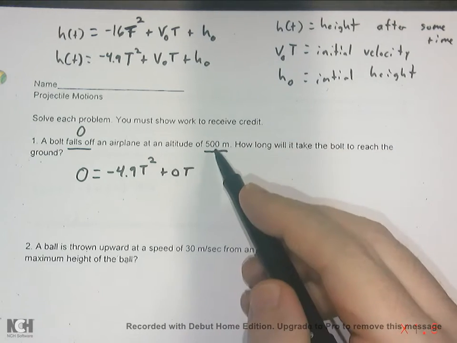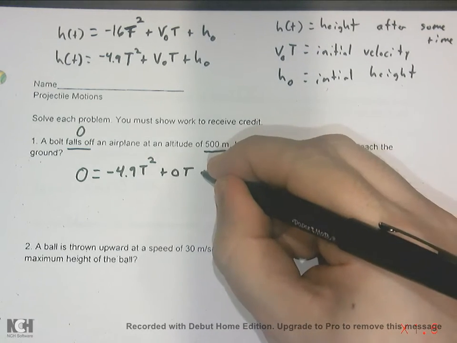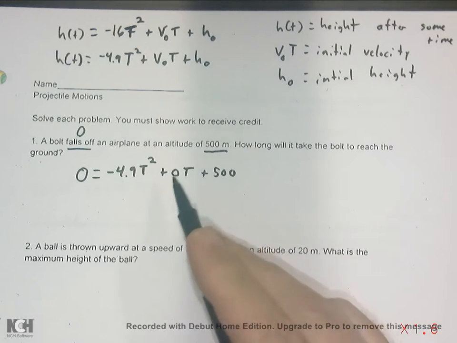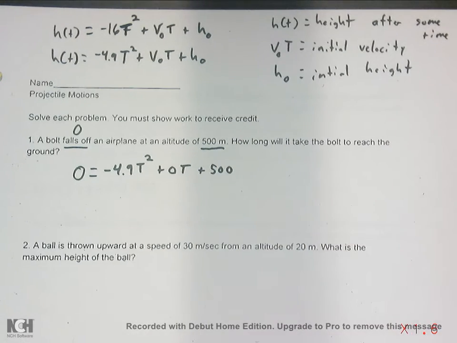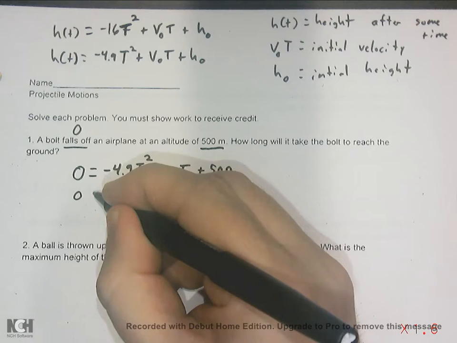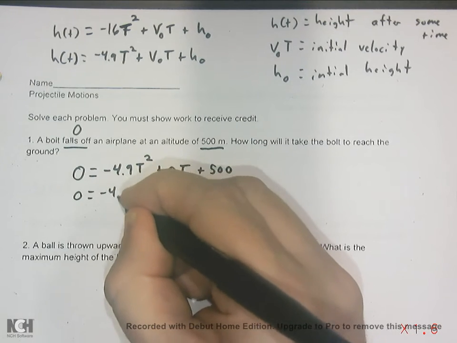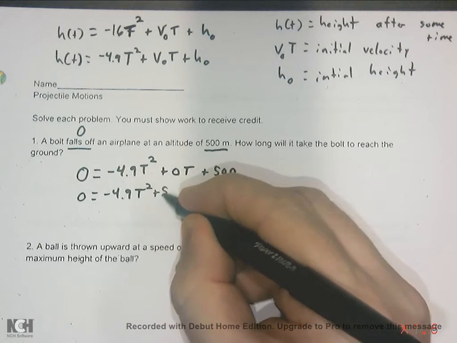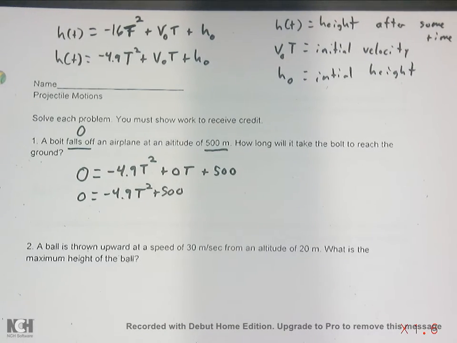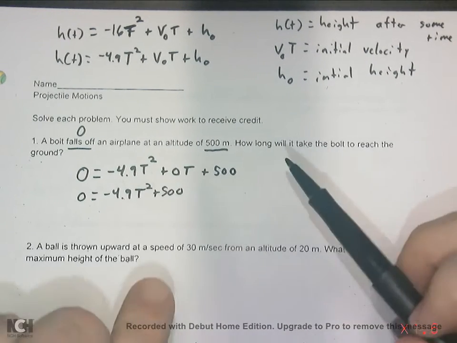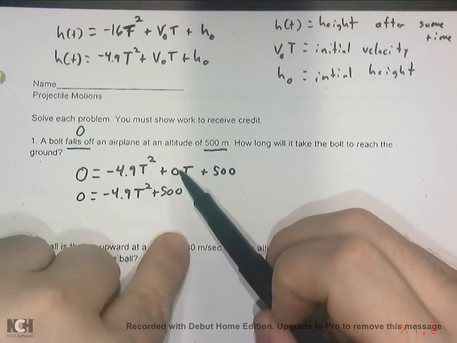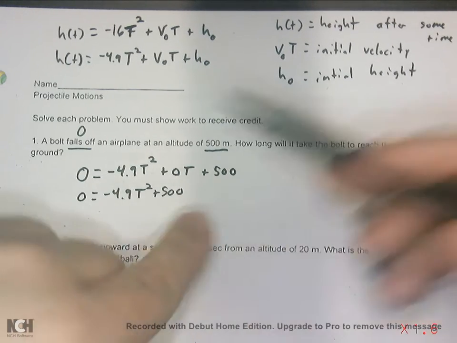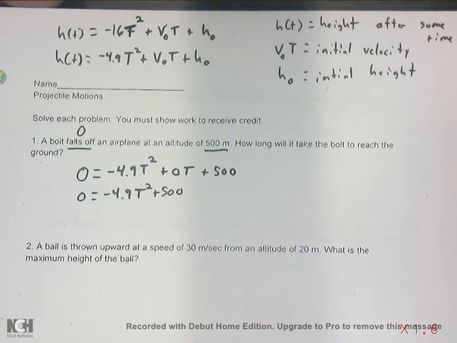And then my initial height is 500, so plus 500. Well, 0 times t is just going to be 0, right? So that term's going to go away. So I'm left with 0 is equal to negative 4.9 times t to the second power plus 500. Now I can solve this a couple of ways. I could use the quadratic formula. The b would technically be 0 here, right? So I could use the quadratic formula to solve it.